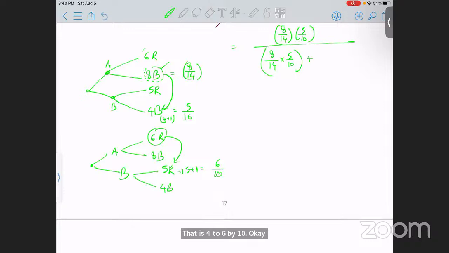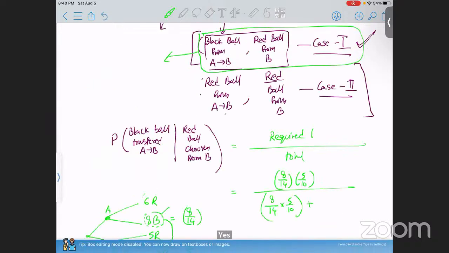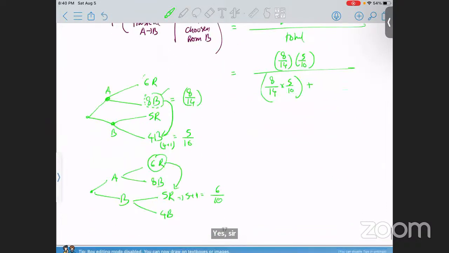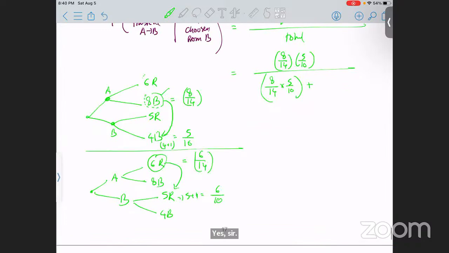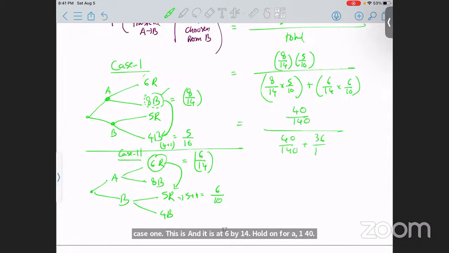Are you getting this? Yes, sir. And here, under this, red ball from A to B. What is the red? 6 by 14. This is case 1, this is case 2. Finally, it is 6 by 14 into 6 by 10, equal to 36 by 140. So 40 by 140 plus 36 by 140. 40 divided by 76. What is the value?